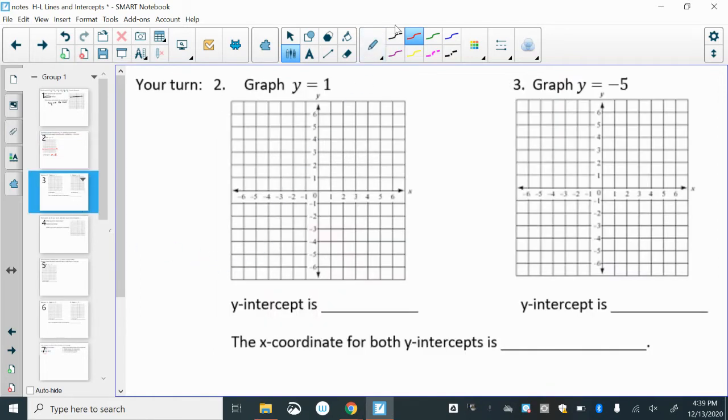If you graph the equation y = 1, it's going to cross the y-axis at 1, and the y-intercept here is going to be (0, 1). And if I wanted to graph y = -5, that would be a horizontal line right here with my arrows, and that would be the point (0, -5). The x-coordinate for both y-intercepts, you will notice, is 0, and that's going to become really important here soon.